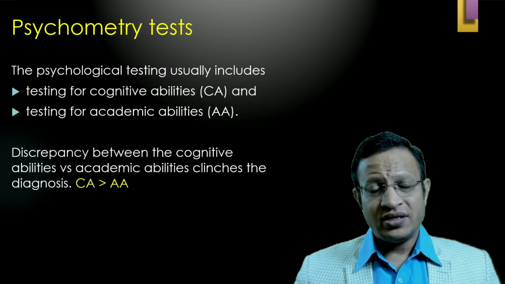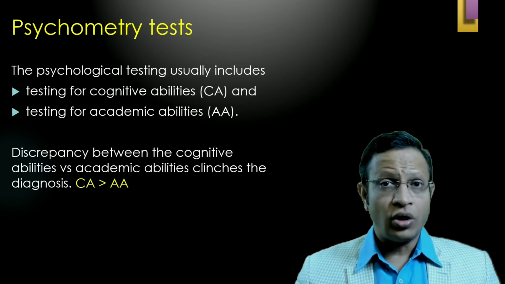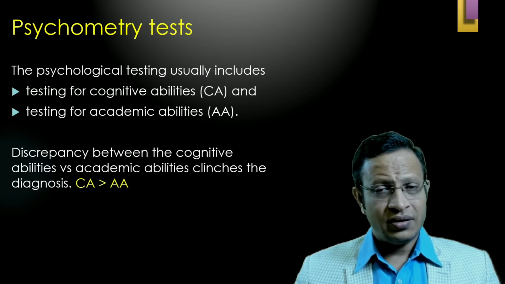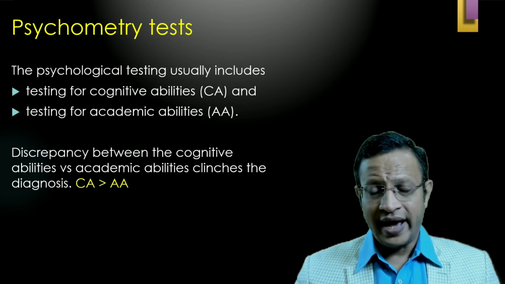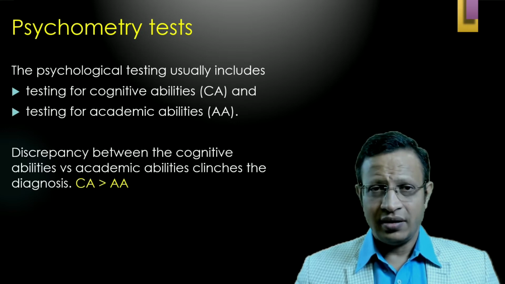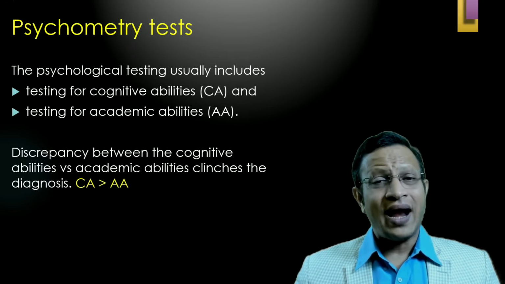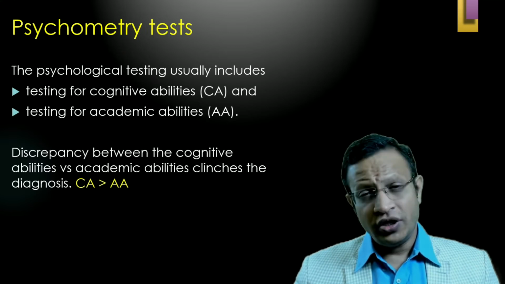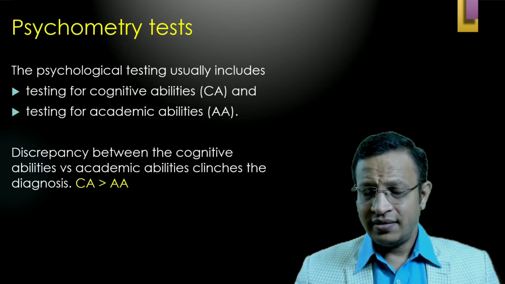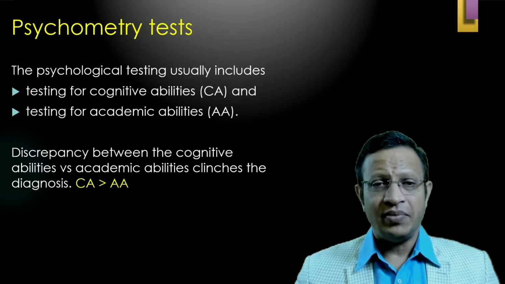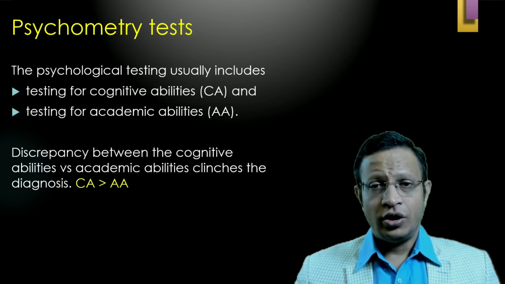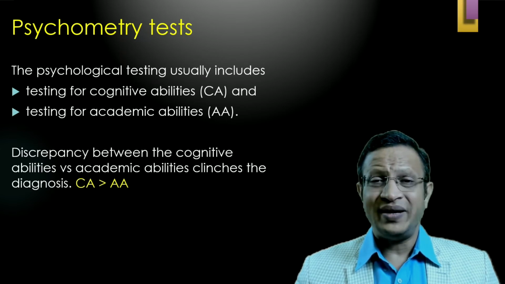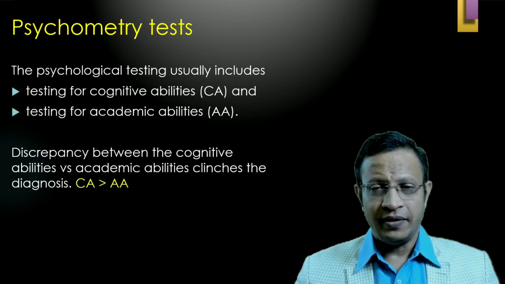The psychological test should include both cognitive ability, that means whether the child has average, above average, or very intelligent, versus what is the academic ability of the child. The discrepancy between the cognitive ability, that is the intelligence, versus academic ability, that means to diagnose SLD, the child's cognitive ability should be greater than academic ability.